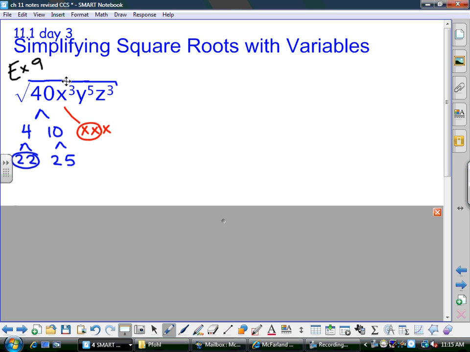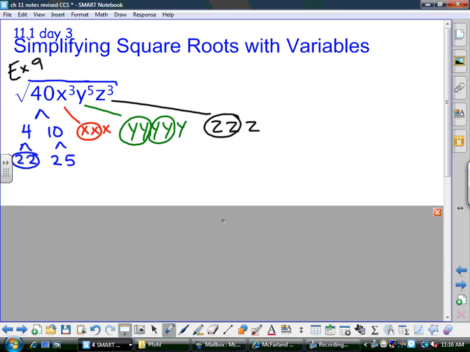The same sort of thing happens with the y's. The y's are y to the fifth. So I end up with 2 pairs of y's. So I'm going to have y times y on the outside, or y squared, and a lonely y without a pair on the inside. And the same thing with the z's. I have a pair of z's, so one z will go outside, another one will be left inside.